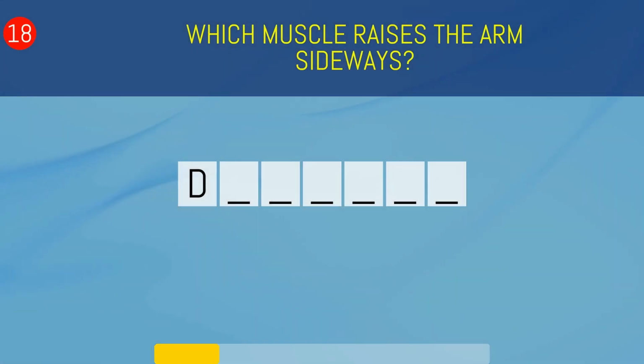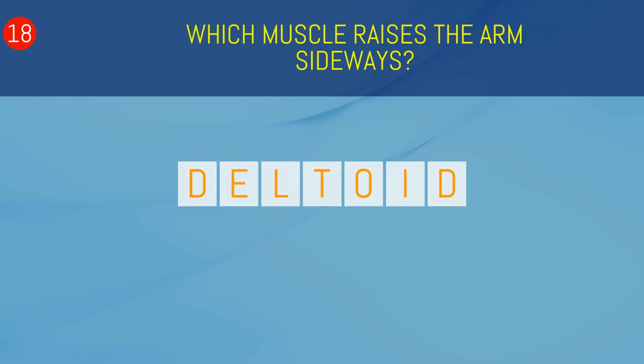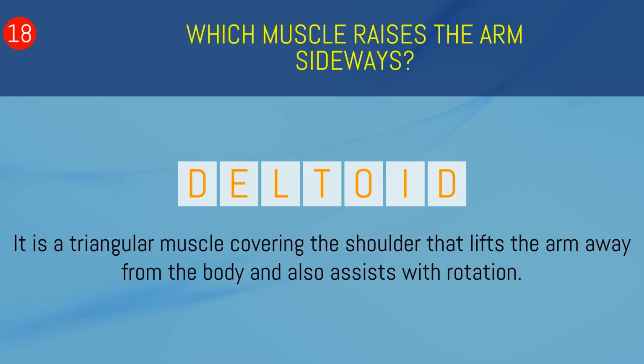Which muscle raises the arm sideways? Deltoid. It is a triangular muscle covering the shoulder that lifts the arm away from the body and also assists with rotation.